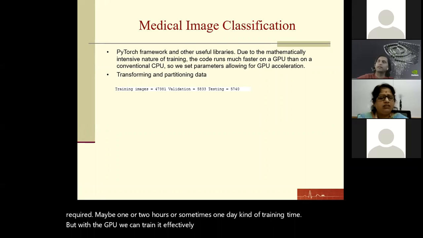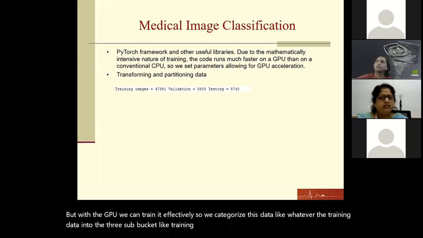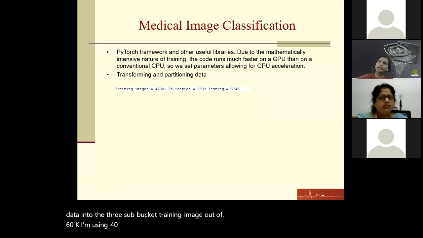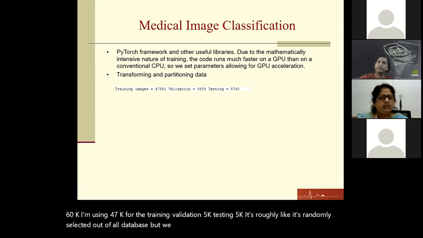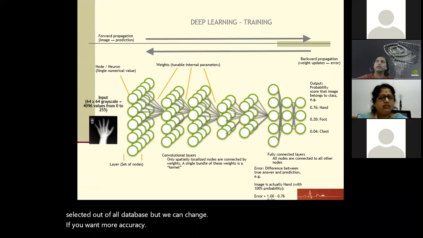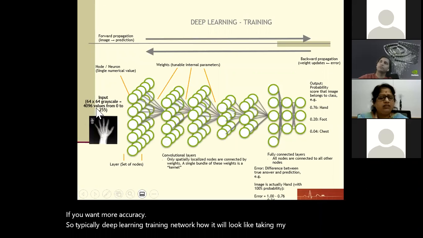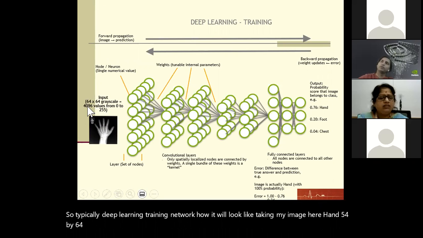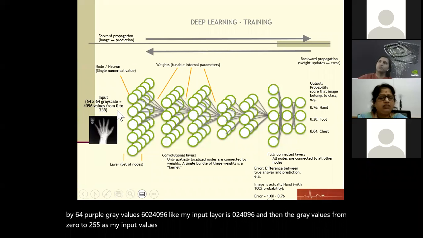We categorize this data into three sub-buckets. Out of 60K images, I'm using 47K for training, 5K for validation, and 5K for testing. It's randomly selected out of the whole database, but we can change it if you want more accuracy. So typically, how will a deep learning training network look? Taking my image here, a hand at 64 by 64, the total number of gray values is 4096, so my input layer is 0 to 4096. The gray values range from 0 to 255 as my input values because it is a black and white image.